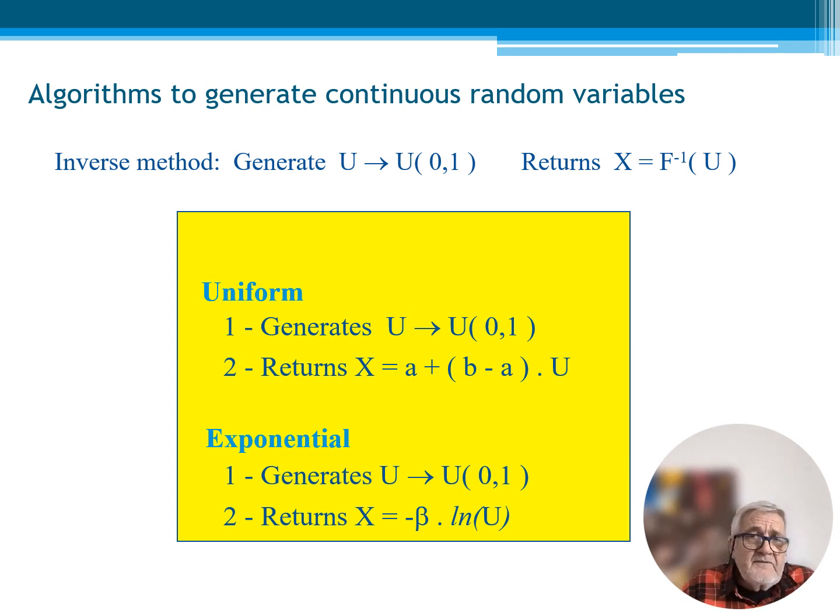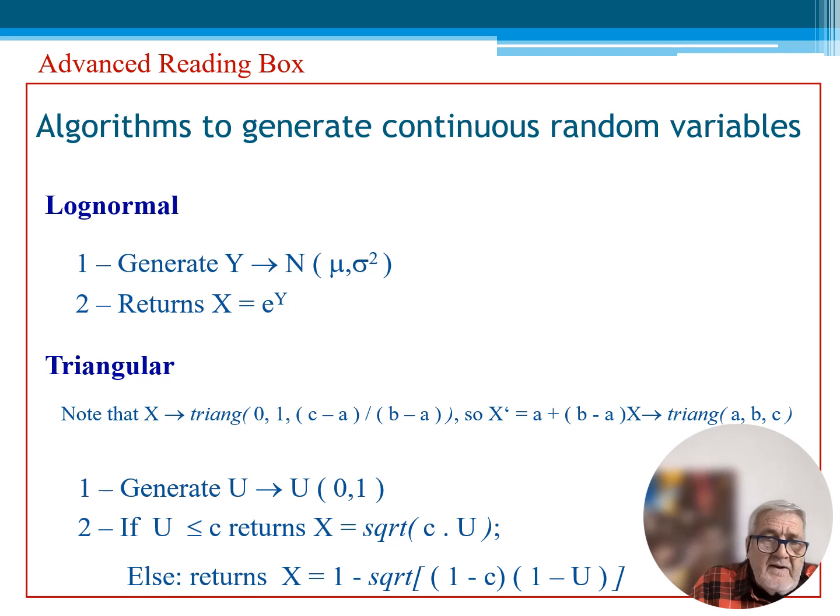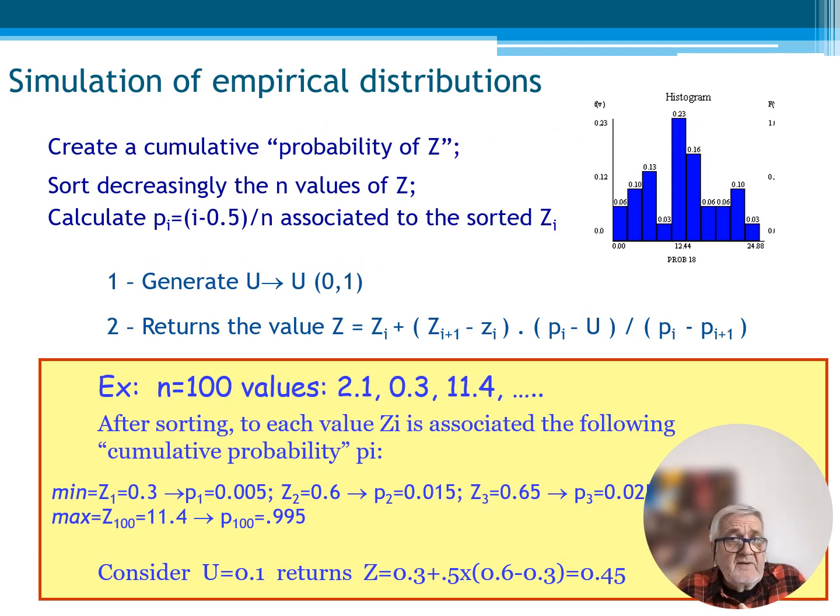There are a lot of algorithms to generate continuous random variables from very well-known parametric distributions. I won't go through them, I just present them. Those algorithms show how to do the inverse transform: after you generate the random number u, how to get the value from a uniform distribution, from an exponential distribution, from a standard normal, a standardized Gaussian distribution. There are several methods; I put just 2 methods here. Okay, log normal, triangular, and so on. And this is for any empirical distribution.